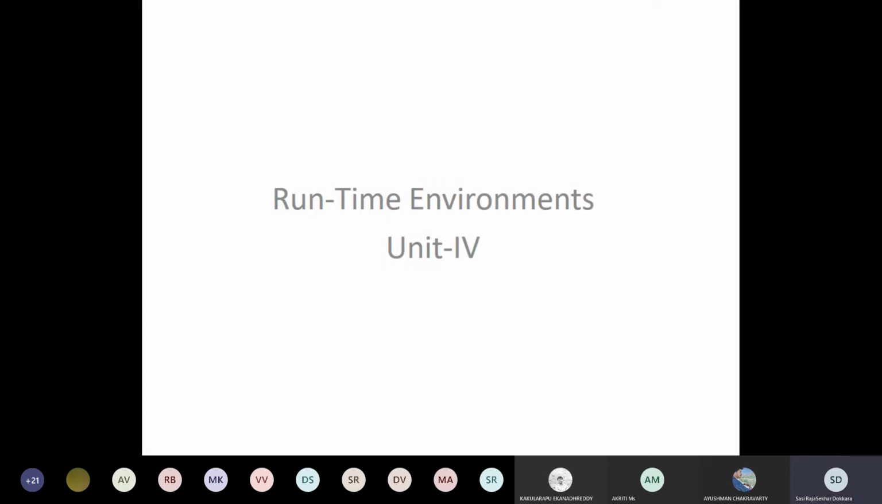So now we're moving on to the next topic, which is runtime environments. We are in Unit 4. The discussion that we had all these days in the semester is all about the analysis part. As we have discussed a number of times, I'd like to repeat once again: the discussion we had all these days is all about the analysis part.